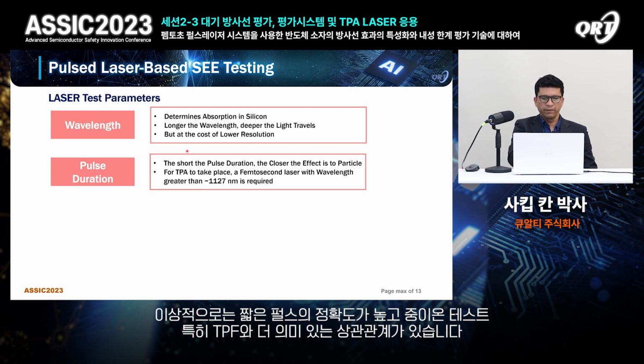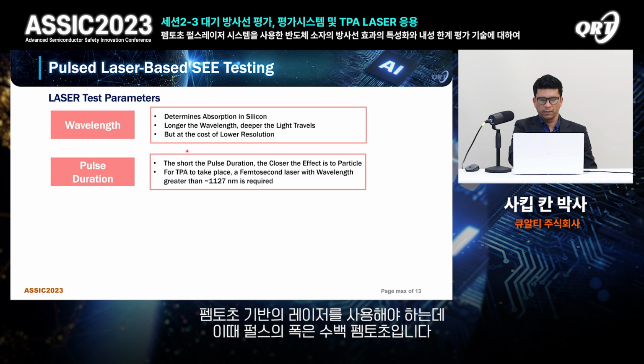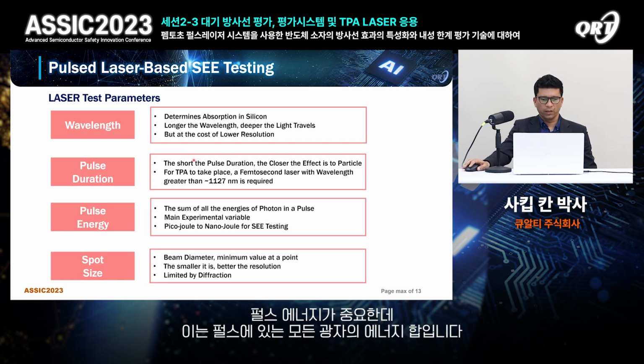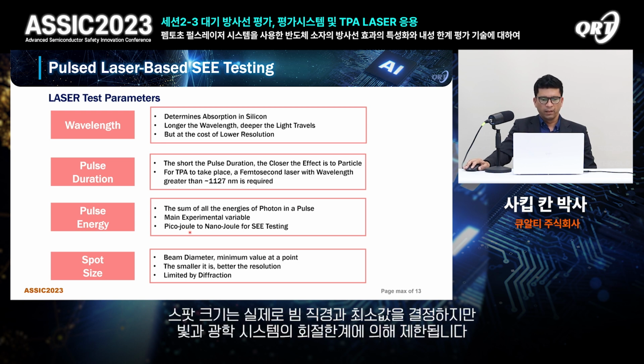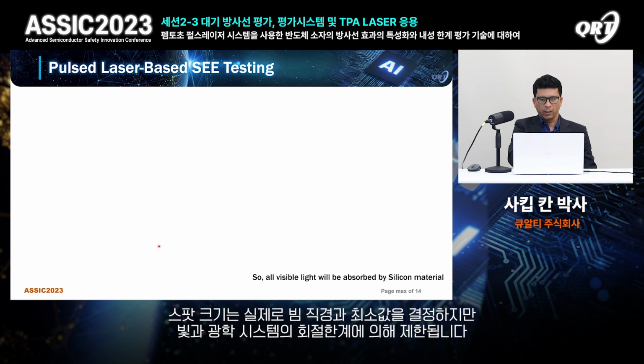Especially for the TPA, we are required to use a femtosecond-based laser, which means the width of the pulse is in the scale of a few hundred femtoseconds. Pulse energy is also very important. It is the sum of all the energy of photons in a pulse, and in single event effect testing, it is in the range of picojoule to nanojoule. Spot size determines the beam diameter, and the smaller the better, but it is limited by the diffraction limit of the light and the optic system.